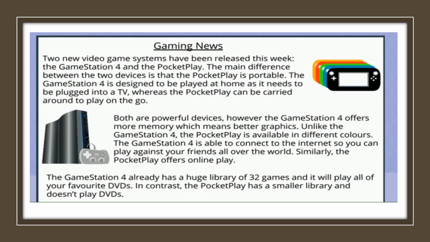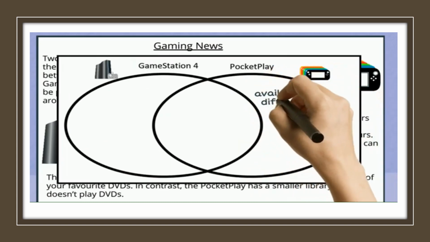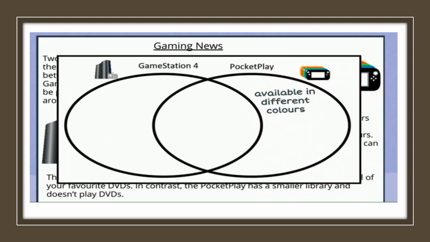Here is a text comparing two video game systems, the GameStation 4 and the Pocket Play. Can you see any compare and contrast signal words? Pause here while you look. Here's one. The word unlike tells us the author is identifying a difference. Can you see which difference the author is referring to? It says the Pocket Play is available in different colours. This means the GameStation 4 is not.